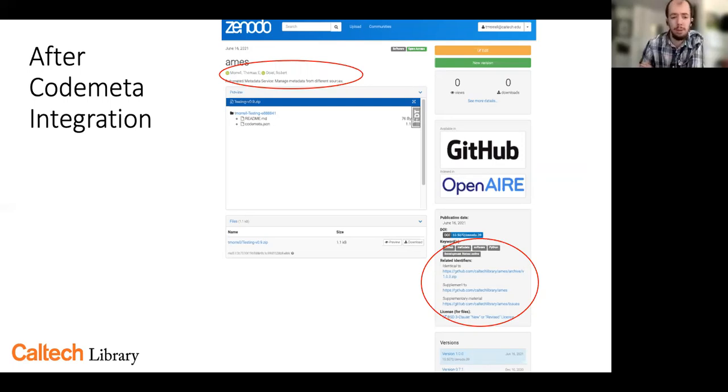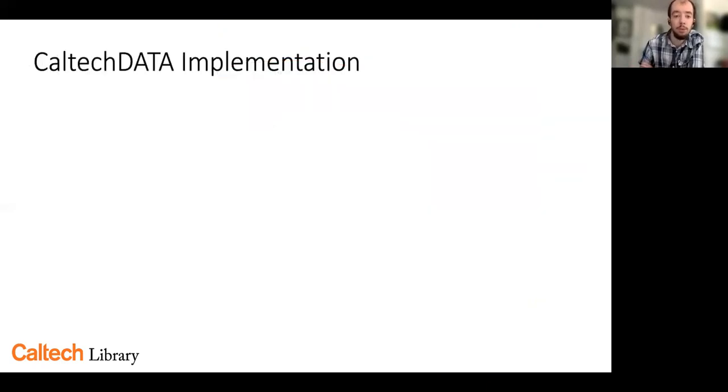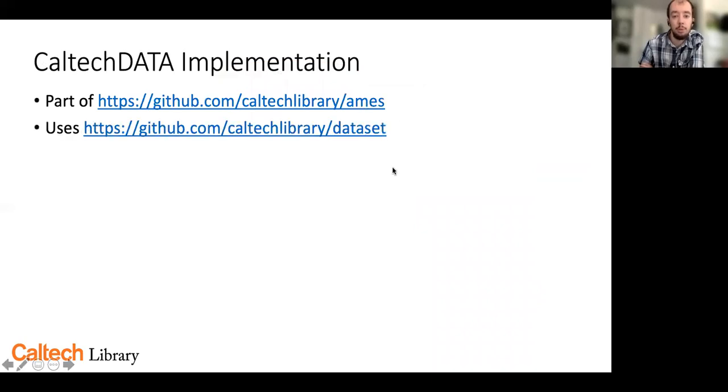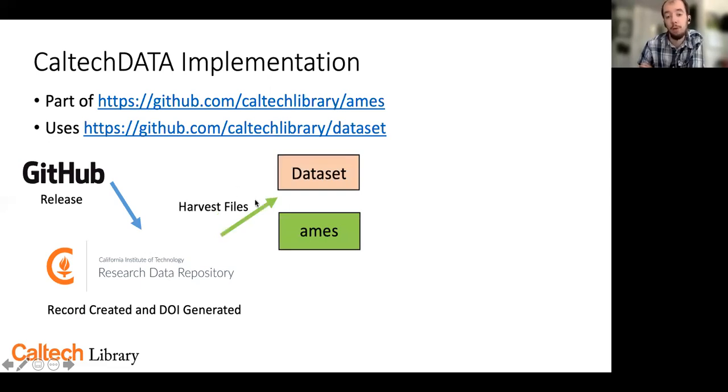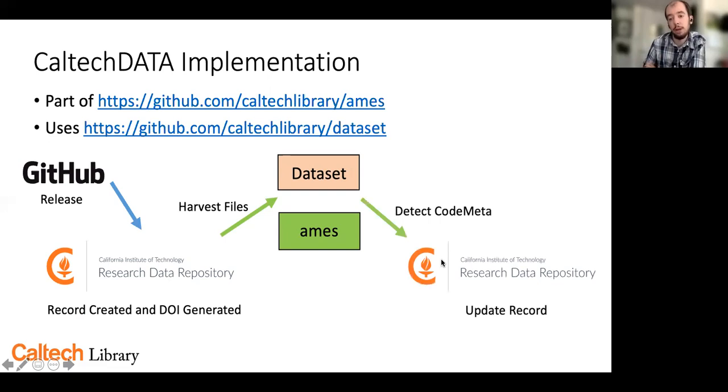I'm going to talk a little bit about the technical approaches I use for this. So for the Caltech data implementation, this is my first implementation. That's available as part of the AIMS package, and it uses dataset for harvesting. So basically on a GitHub release, there's a webhook in Caltech data. The record is created and generates a DOI. That's the standard integration. And then on a regular schedule, I harvest out all those files and then process through and see if there's a Codemeta file present. If there is, I do the metadata transform, and then I push that updated metadata back into the repository and update the record. So in this setup, it's a separate process that's living entirely outside of the repository system.